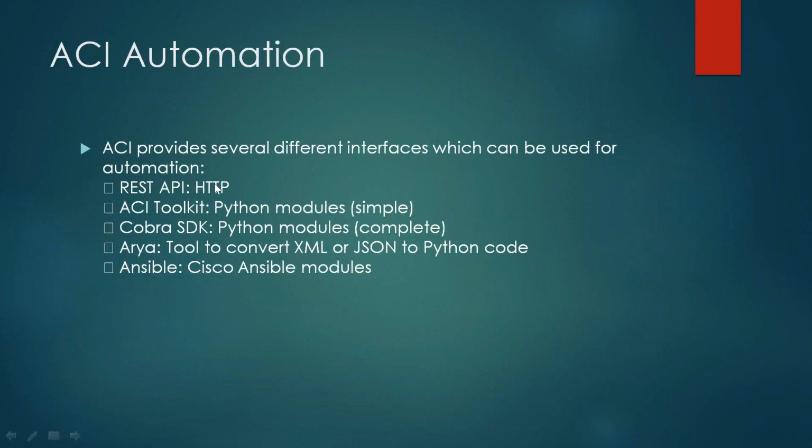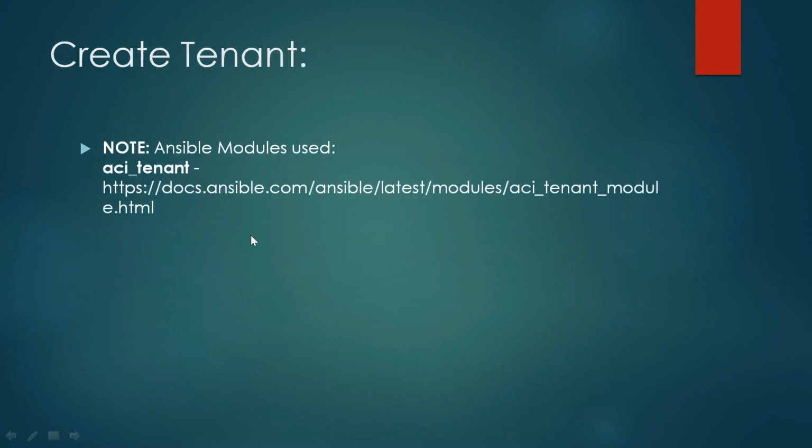Now we are going to do the automation with respect to our ACI, and obviously with the help of Ansible. ACI supports different types of automation tools. Here you can see it supports REST API, HTTP, ACI toolkits like Python modules, Cobra SDK, and the ARYA tool for converting XML or JSON to Python code. And finally, we have the Ansible Cisco modules. So we have so many modules supported for ACI with respect to Ansible that we can use to create different tasks or do different operations inside the ACI.